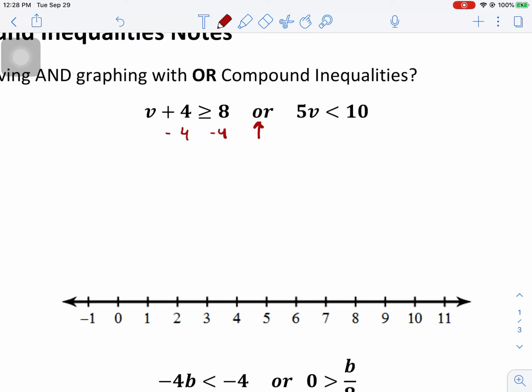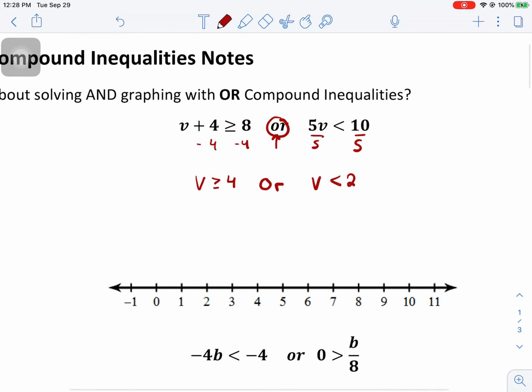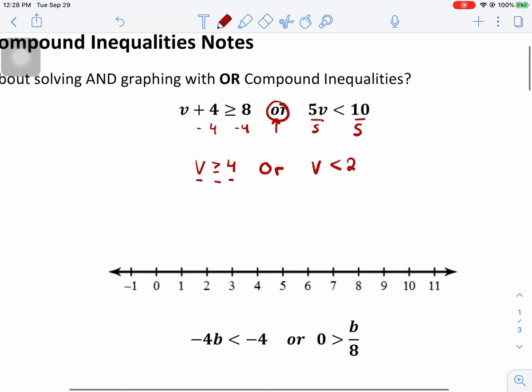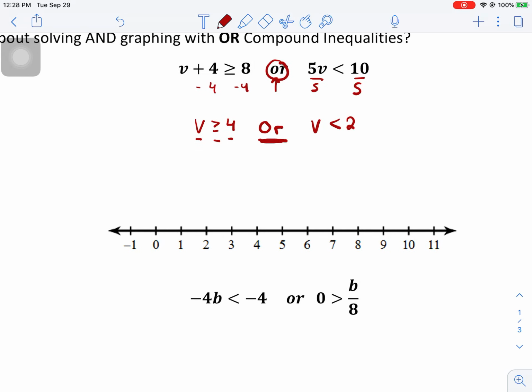On the left side here, we're going to subtract 4 from each side. We get v is greater than or equal to 4. On the other side, we're going to divide by 5, and we get v is less than 2. These are combined with the statement "or", so we drop the "or" down here. What this is saying is v is greater than or equal to 4, or v is less than 2.